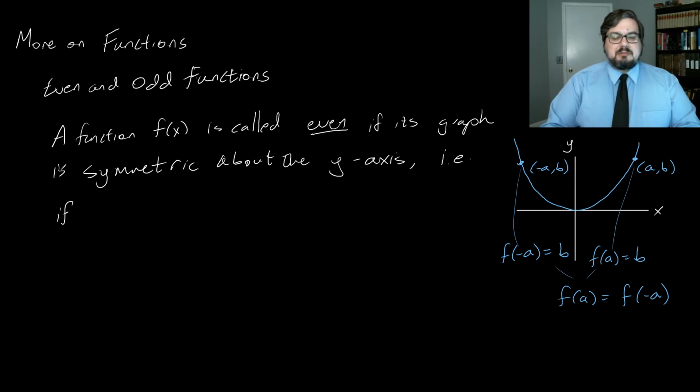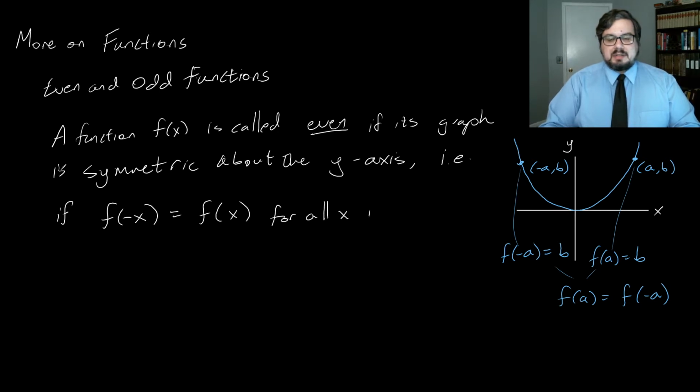So it's going to be symmetric around the y-axis if and only if f of x equals f of negative x. Actually, I want to write that in the other direction because of what's going to come later. So if and only if f of negative x equals f of x for all x in the domain of f.